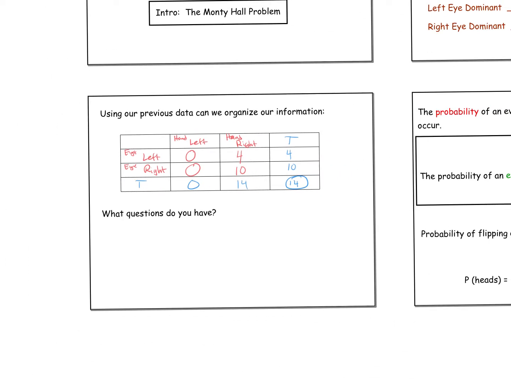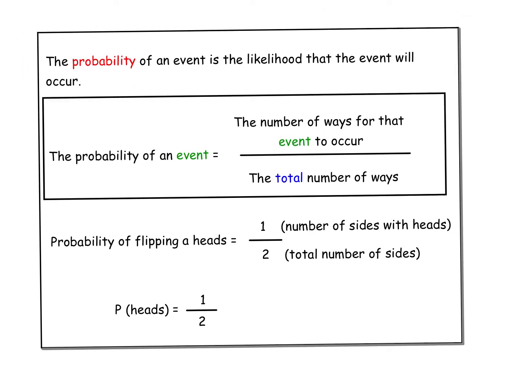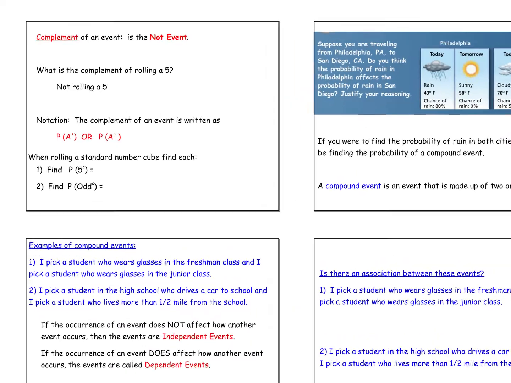All right, let's go over here to probability. The probability of an event is the likelihood that the event will occur. Now, you probably had what we call simple probability in middle school. The probability of an event is the number of ways that the event can occur over the total number of ways. So the probability of flipping heads is 1/2 because one side is heads out of 2 total. So the probability of heads, 1/2. Going to the next page.